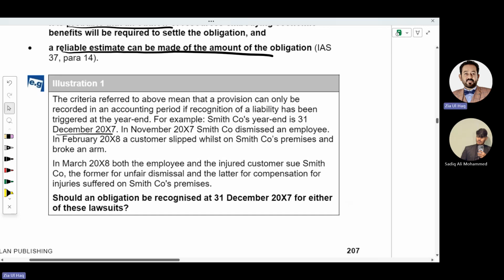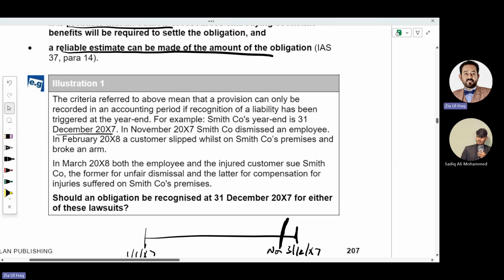So year end is 31st December 20x7, when it started 1st January 20x7. In November 20x7, before year end, Smith Company dismissed an employee. Here, they dismissed an employee.